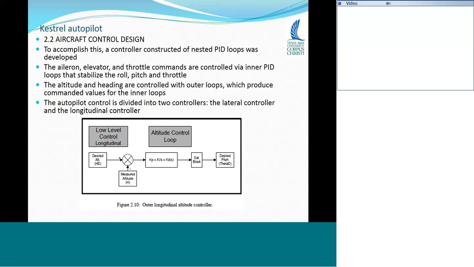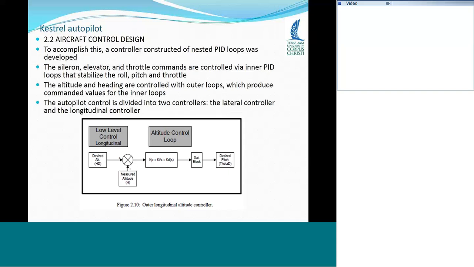So you have the desired altitude, the measured altitude is a feedback control loop, and then Kp plus Ki over S plus Kd times S, basically. That's proportional, integral, differential. So proportional is just a constant. If you integrate the signal in the S domain, 1 over S is integration. If you multiply by S, that's differentiation. So Kp plus Ki over S plus Kd times S. Kp, Ki, and Kd are just constants. So you have a constant plus a constant over S plus a constant times S. That's proportional, integral, differential, or derivative.